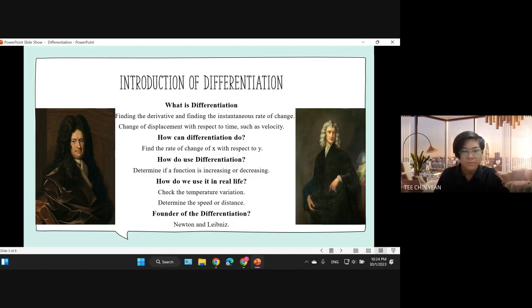earthquakes. So who is the founder of differentiation? The founders of differentiation are generally considered to be Newton and Leibniz.